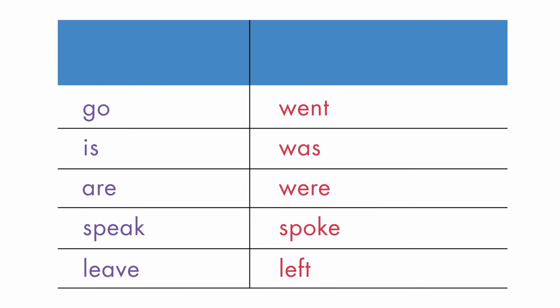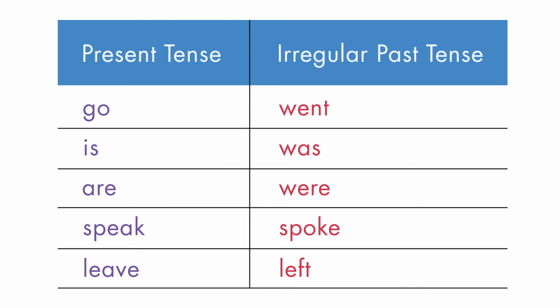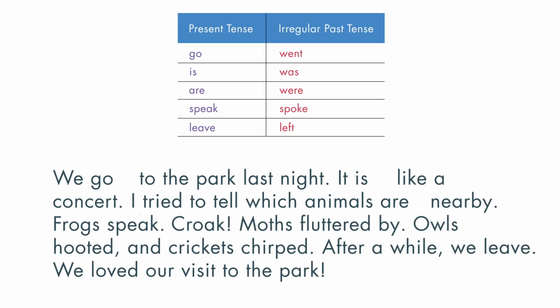Irregular verbs don't follow these rules. You will have to memorize their past tense forms. Let's change the irregular verbs in the paragraph. We went to the park last night. It was like a concert. I tried to tell which animals were nearby.